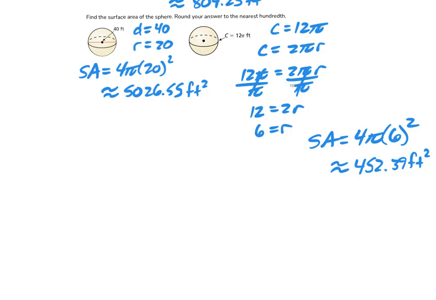Okay, so that's surface area. We need the radius. If we don't have the radius, what can I do to figure out what the radius is?